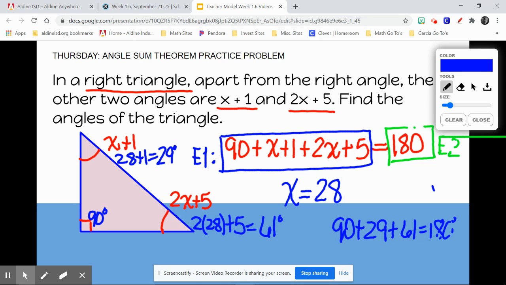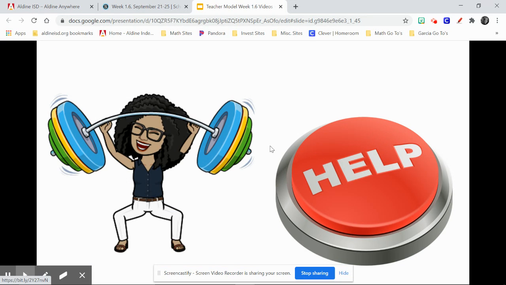I hope this information helped you because in today's activities you will be using this method to find the missing angles using the angle sum theorem. Okay? And we should be getting better with angle relationships.